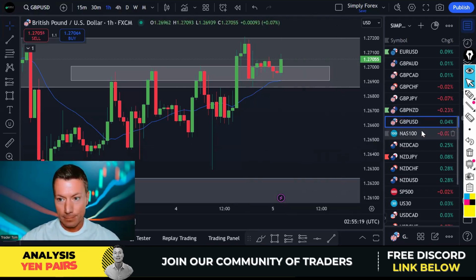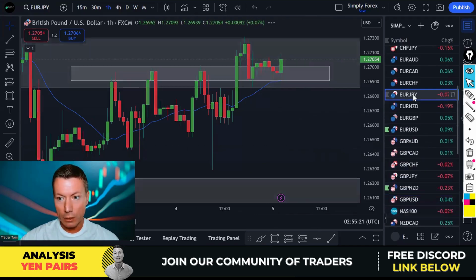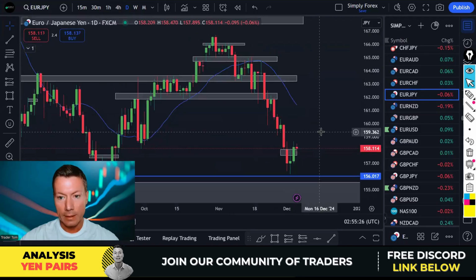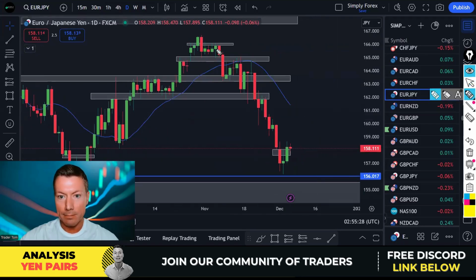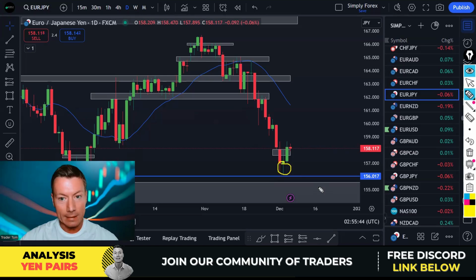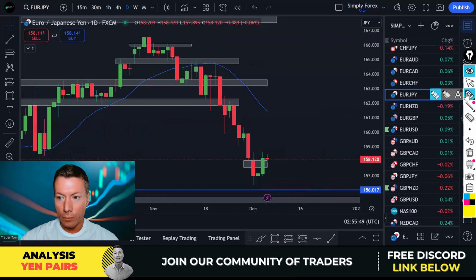Yen pairs. Okay, so for example, let's take a look at euro yen. And if we take a look at the day chart, right? We know yen had this massive sell-off. We've seen nothing but yen strength. Super strong yen, right? In a downtrend. The thing is, once it gets down to here, it's quite overextended, right? And what we've seen at this level is a very nice bullish candle.